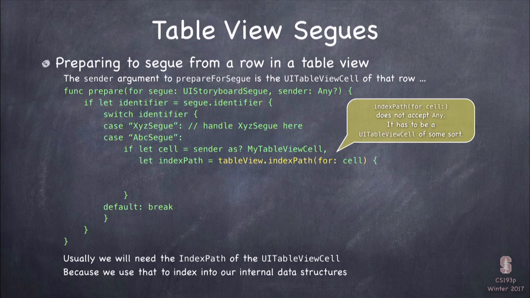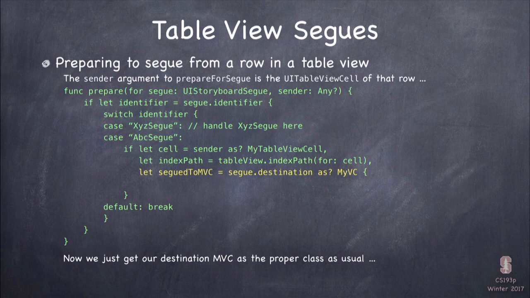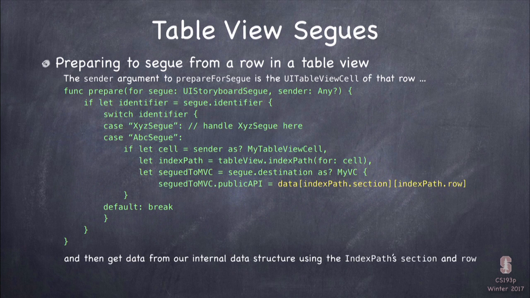So you need to know which row, and you do that with this very important method, index path for cell. And you can't pass Any to that. You have to pass a UI table view cell or subclass thereof. So index path for cell, and that's going to give you one of those index path things. Remember, index path is just this little container with section and row. Then you're going to get your segue to MVC as usual, okay? And you're going to prepare your segued to public API, and you're going to do it using the data in your model based on the section and row that was clicked on. Got it? So pretty easy segueing from it.